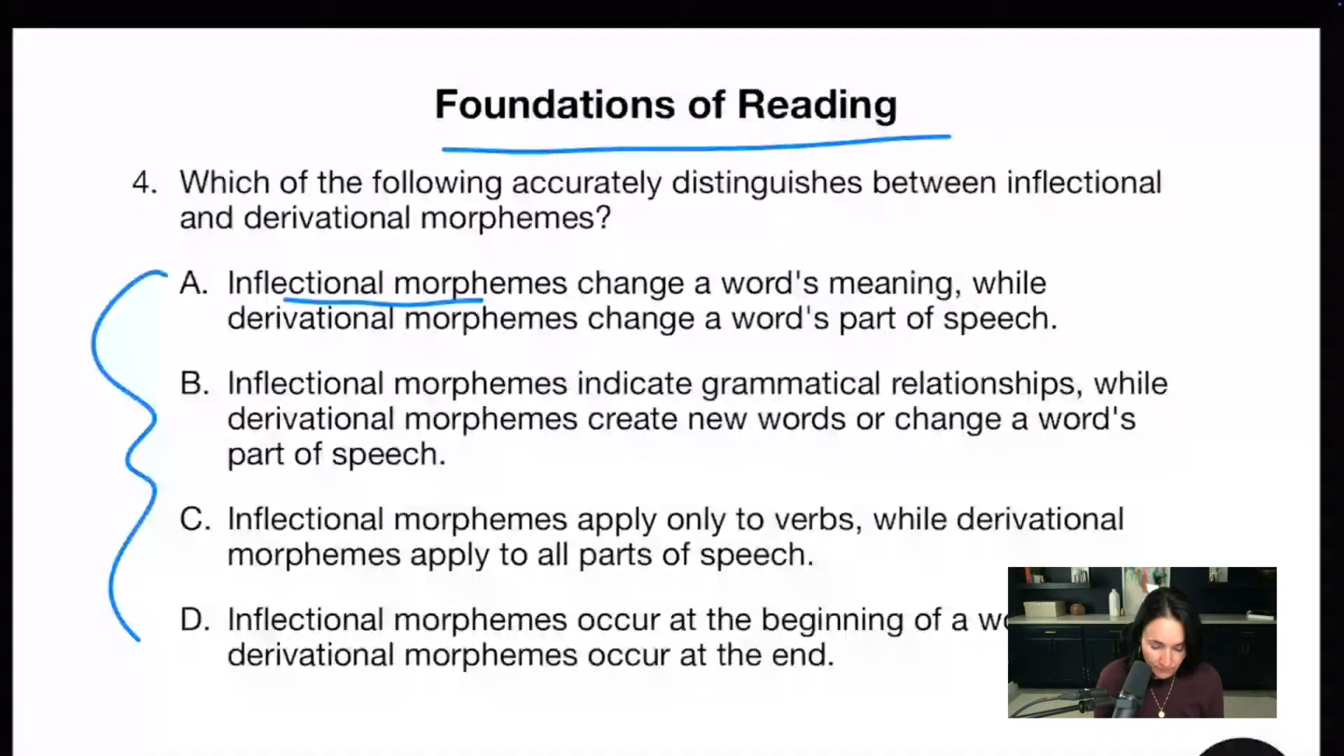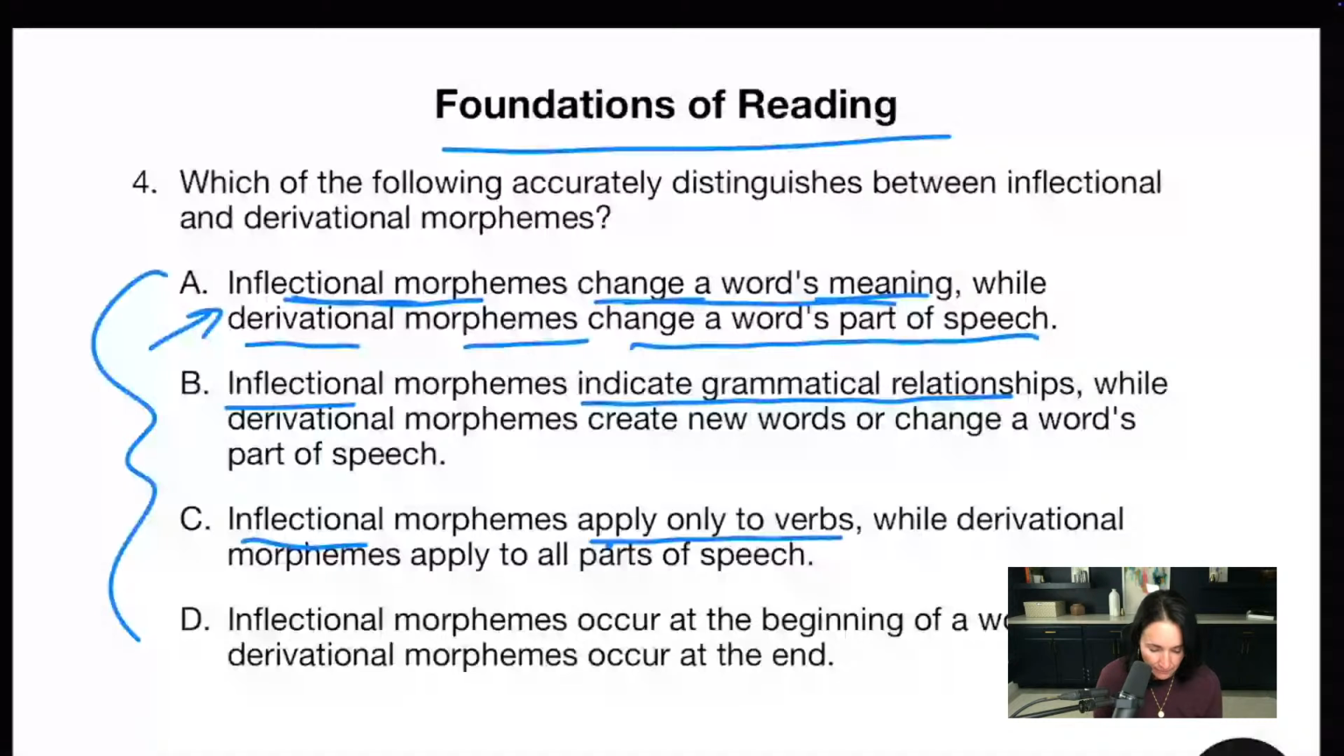A, inflectional morphemes change the word's meaning, while derivational morphemes change the word's parts of speech. Okay. Now, I want to talk to you about the structure of this question. Think like a test maker. You'll see this sometimes on exams where the beginning, right here we have inflectional morphemes change the word's meaning. Inflectional morphemes indicate grammatical relationships. Inflectional morphemes apply only to verbs. Inflectional morphemes occur at the beginning of the word. Okay, now you have to know inflectional morphemes in order to know this. So let's talk about that.